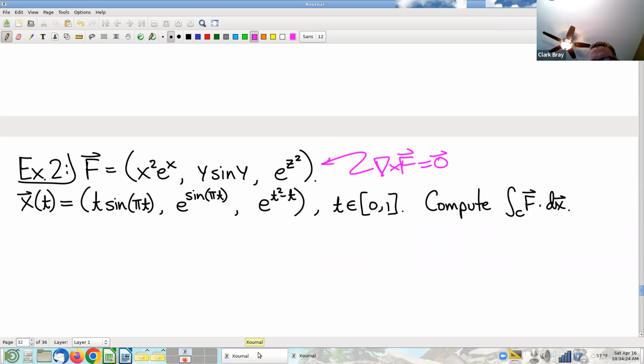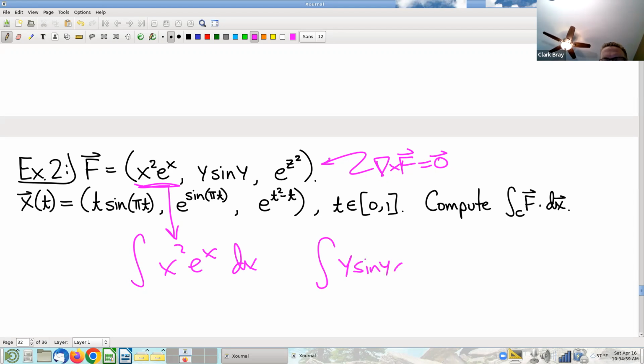Here's the thing, though. If I were to use the fundamental theorem of line integrals here, my first step would be to take the anti-gradient, in which case I would need to compute the x anti-partial of x squared e to the x. Not that I can't do that, but that's annoying. That's integrating by parts twice. Then I'd have to take the y anti-partial of y sine y. Worse things have happened. I guess I could do that.